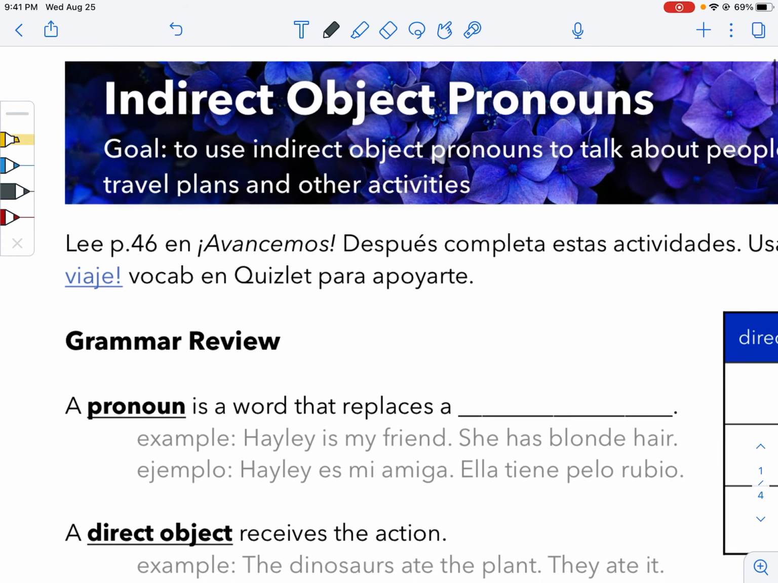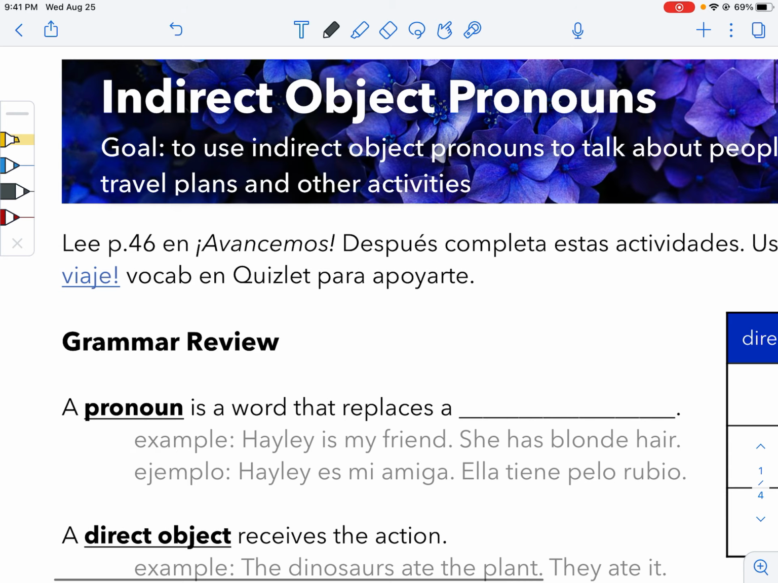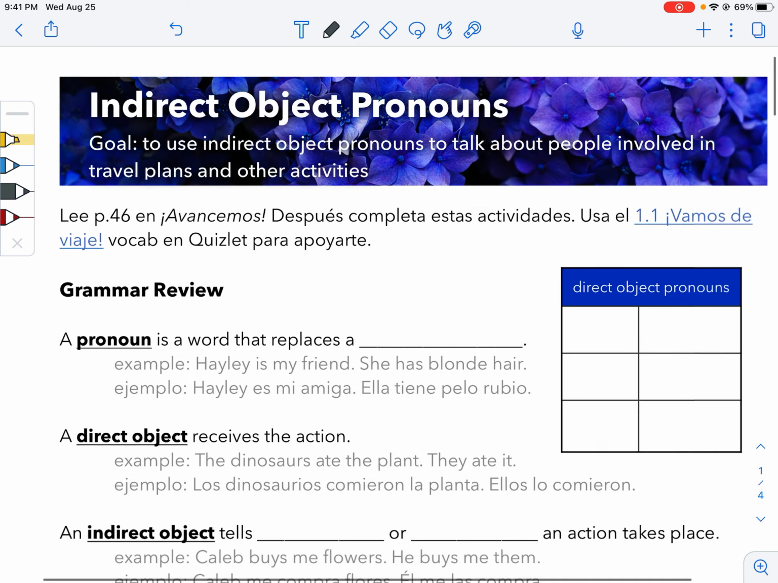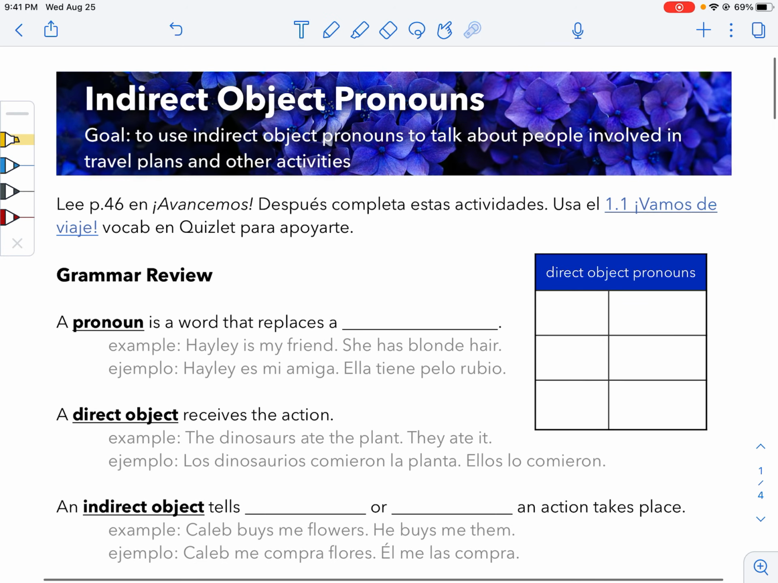Hola a todos! Today we're going to talk about indirect object pronouns. By the end of the day, you will be able to use indirect object pronouns to talk about people involved in travel plans and other activities.